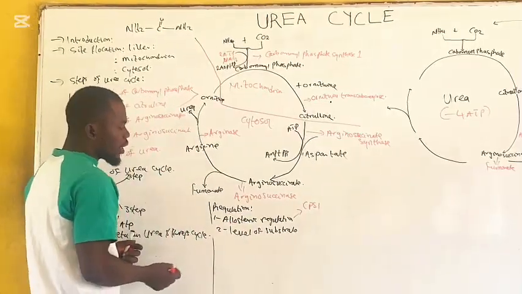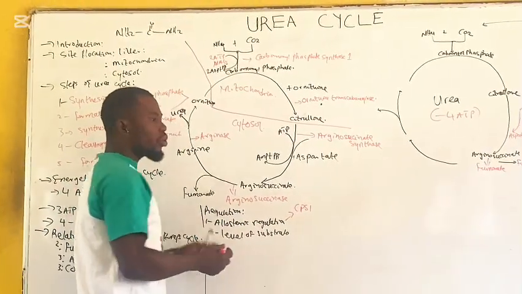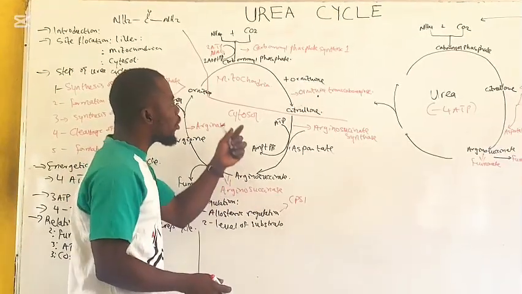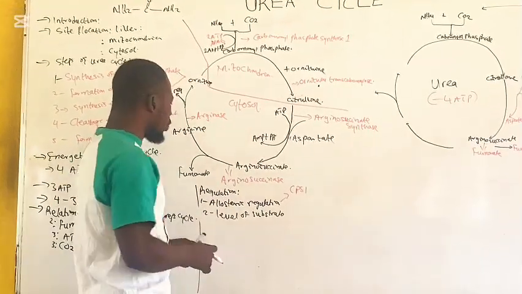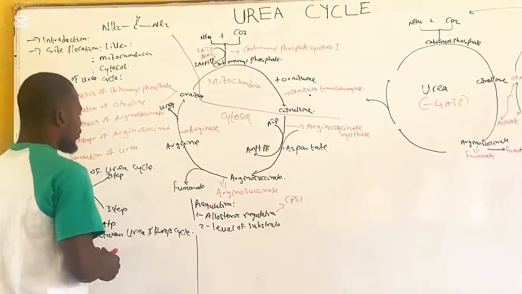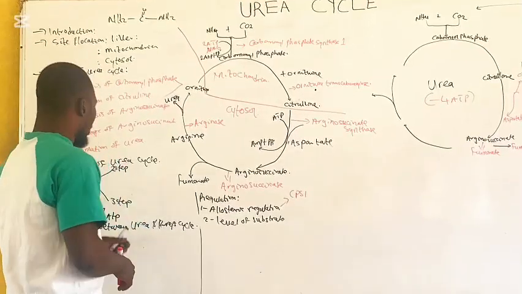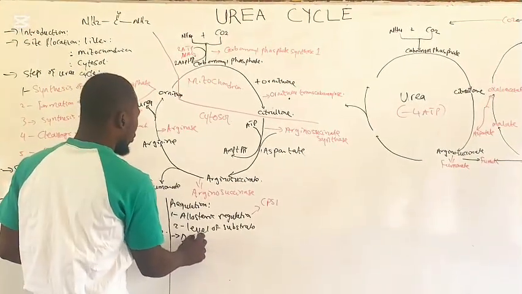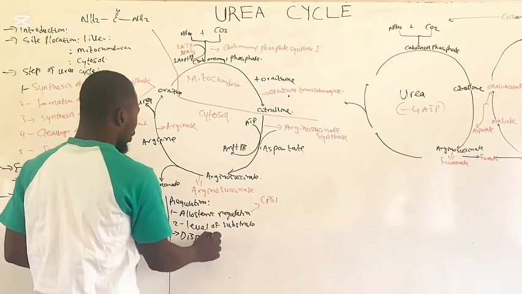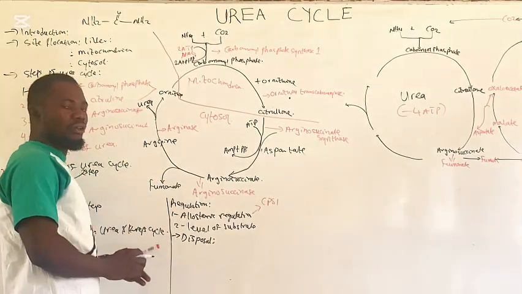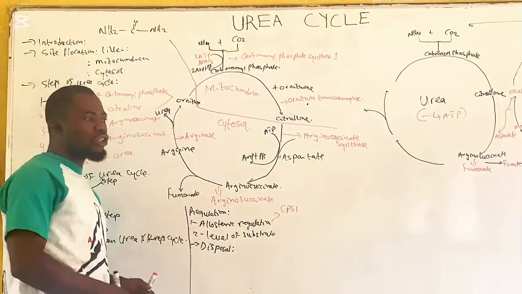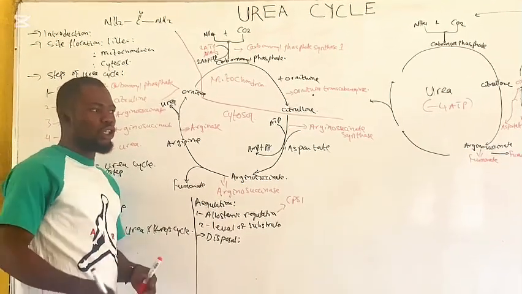Another one is the level of the substrate. The urea cycle is regulated depending upon the amount of the ammonia as well as the availability of the aspartate. So that is the regulation of the urea cycle. The next thing under the urea cycle is the disposal of urea. How is urea disposed from the body? Urea that was synthesized in the liver will diffuse through the blood into the kidney.